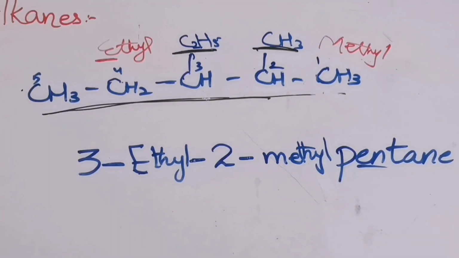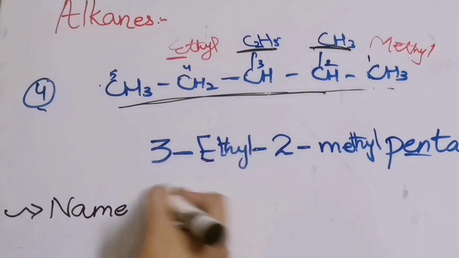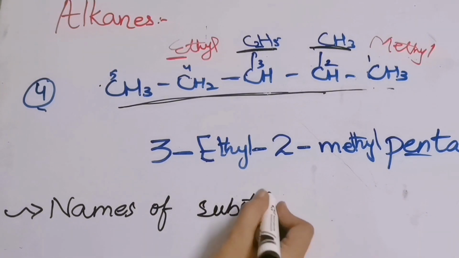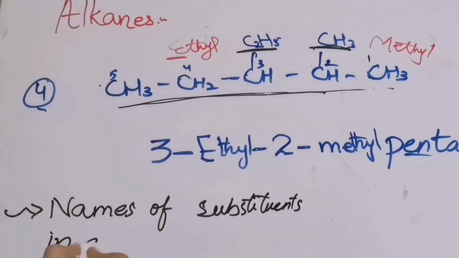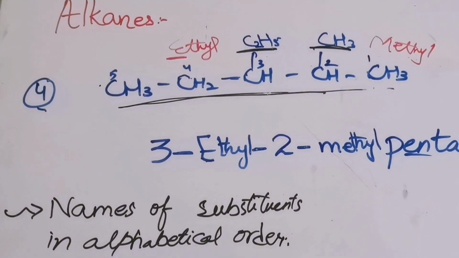So the fourth rule was that we have to write the names of substituents in alphabetical order. Okay, I hope you all understood this.